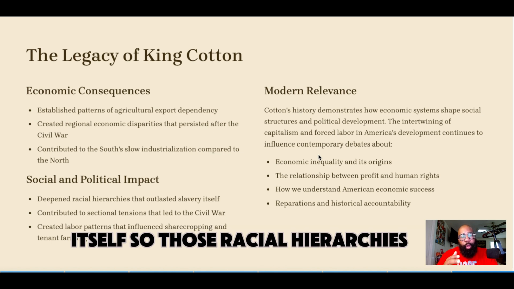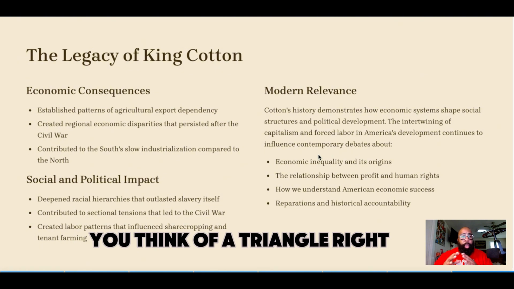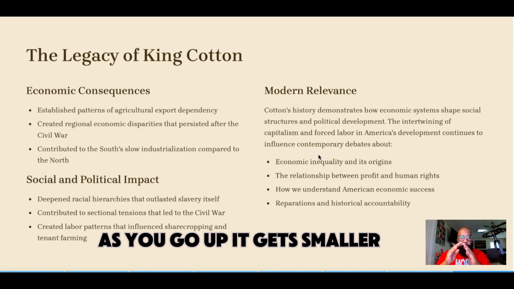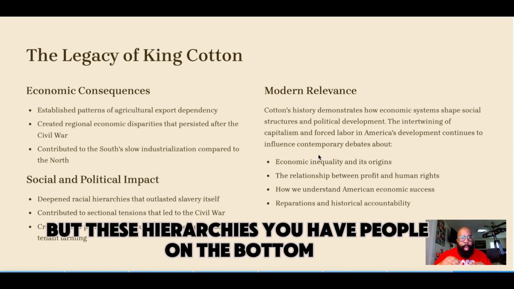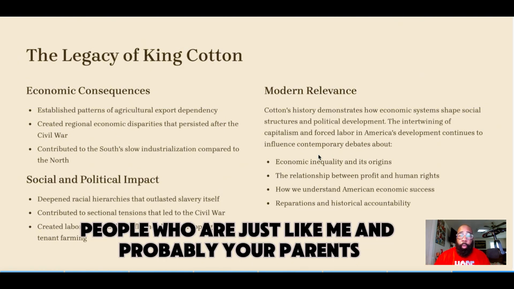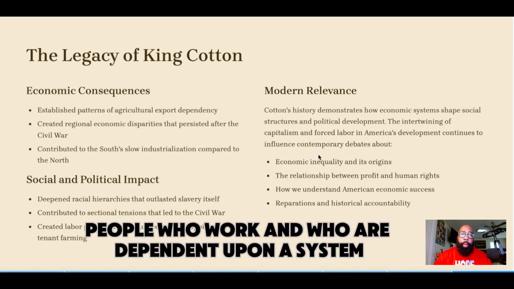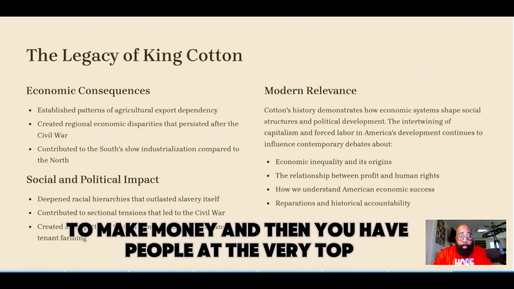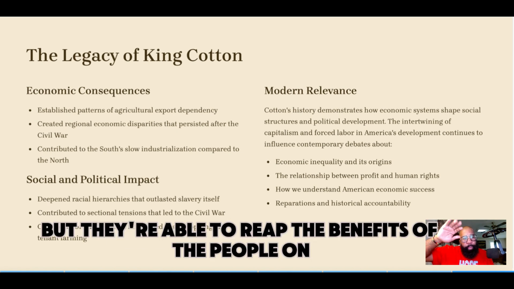So those racial hierarchies, and when you think of a hierarchy, you think of a triangle, right? On the bottom there's somebody, and as you go up, it gets smaller. But in these hierarchies, you have people on the bottom. And currently, the people at the bottom in our lives are the poor working class people who are just like me and probably your parents. People who work and who are dependent upon a system to go into a job to make money. And then you have people at the very top who don't do a whole lot, but they're able to reap the benefits of the people on the bottom.